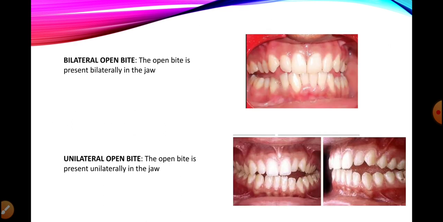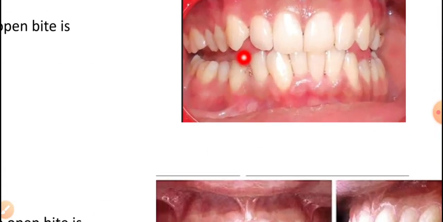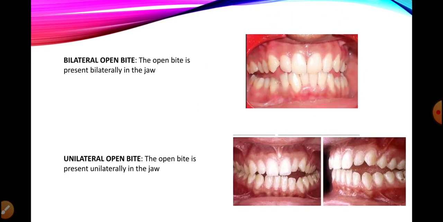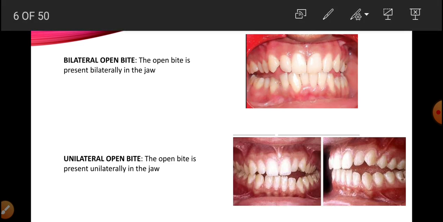So if we further go on classifying the open bite, then we further classify them as bilateral open bites and unilateral open bites. As the name suggests, by bilateral open bite, we mean that when the dentition is brought into closure, or when the dentition is in occlusion, the open bite is present on both sides. As we can see here in this picture, open bite on the right side and open bite on the left side. Therefore, if the open bite is present on both sides of the dentition when the jaw is in occlusion, it is known as bilateral open bite.